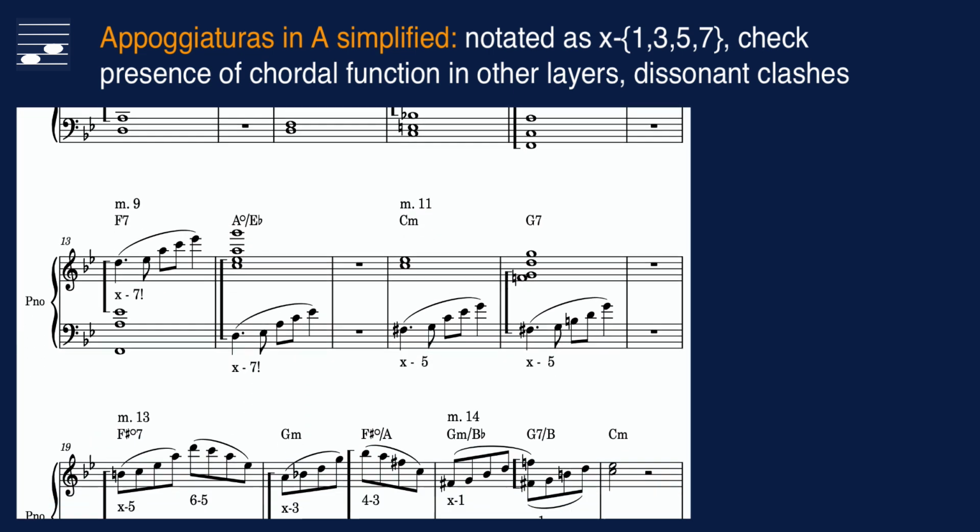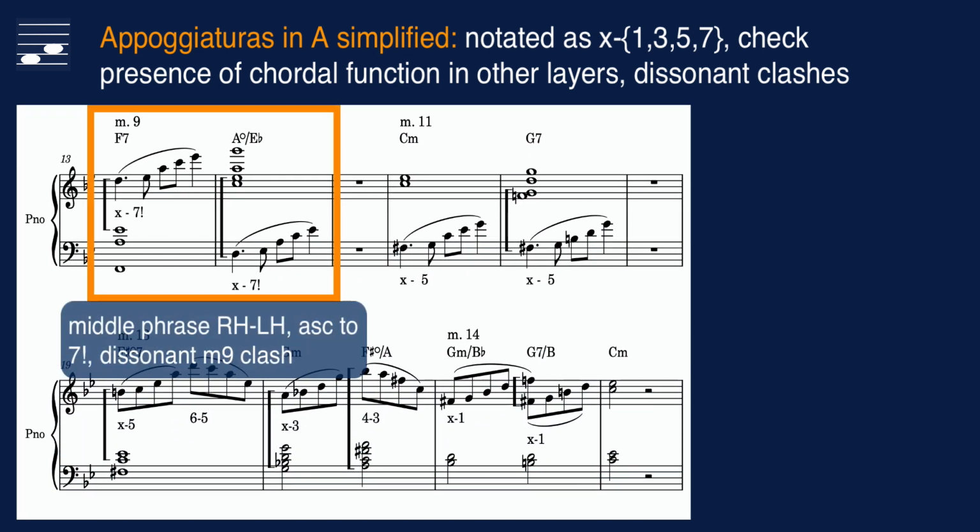In the middle phrase, starting in measure 9, Schumann broadens his appoggiatura application spectrum. The arpeggio patterns move in imitation to the left hand, and we find the forbidden minor 9th interval from D in the bass to E flat in the right hand.